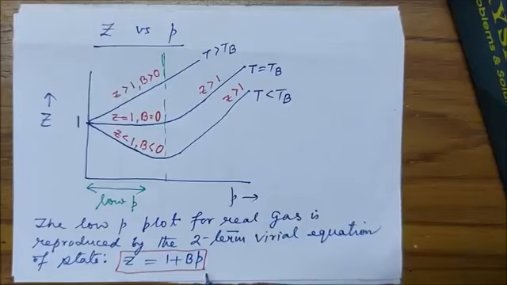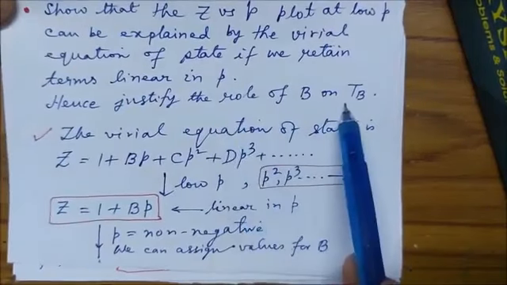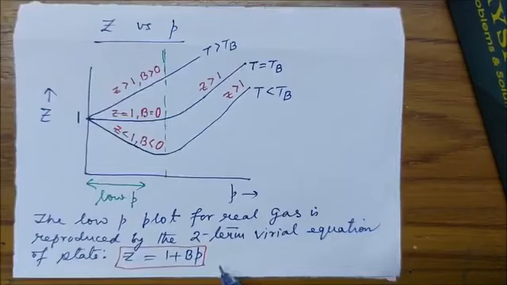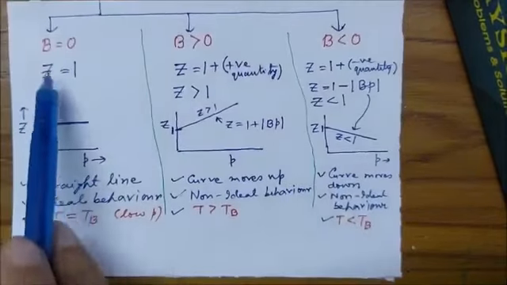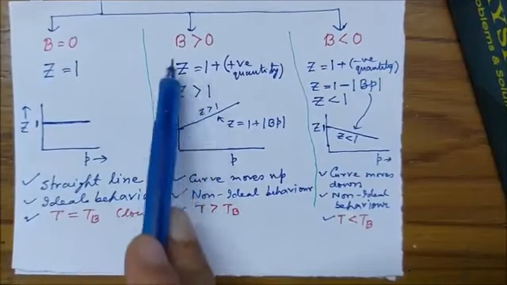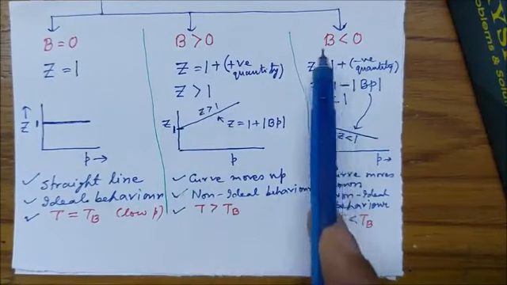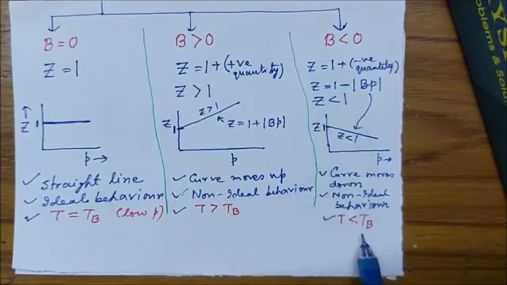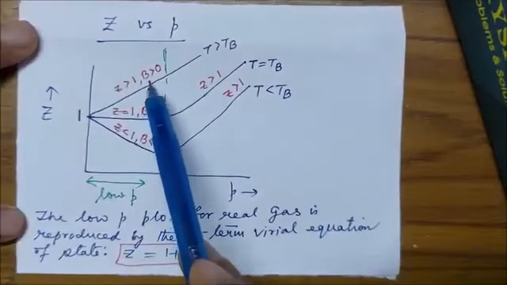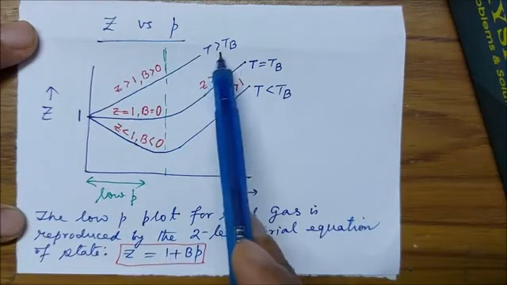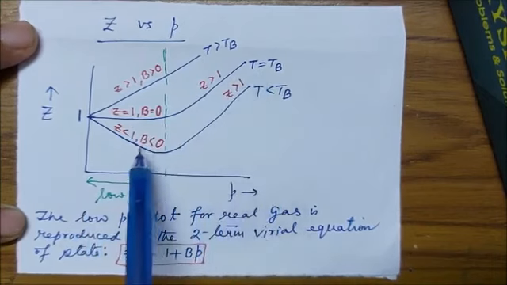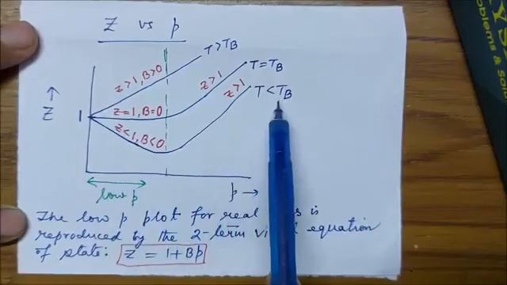And next, let us spell out the role of B on TB, as wanted in this question. The role of B was indicated before, and here it is. For B equal to 0, T equal to TB, B greater than 0, T greater than TB, and B less than 0 corresponds to T less than TB. And let us once again see this from the graph. B greater than 0 at low P corresponds to T greater than TB. B equal to 0 at low P corresponds to T equal to TB. And B less than 0 at low P corresponds to T less than TB.